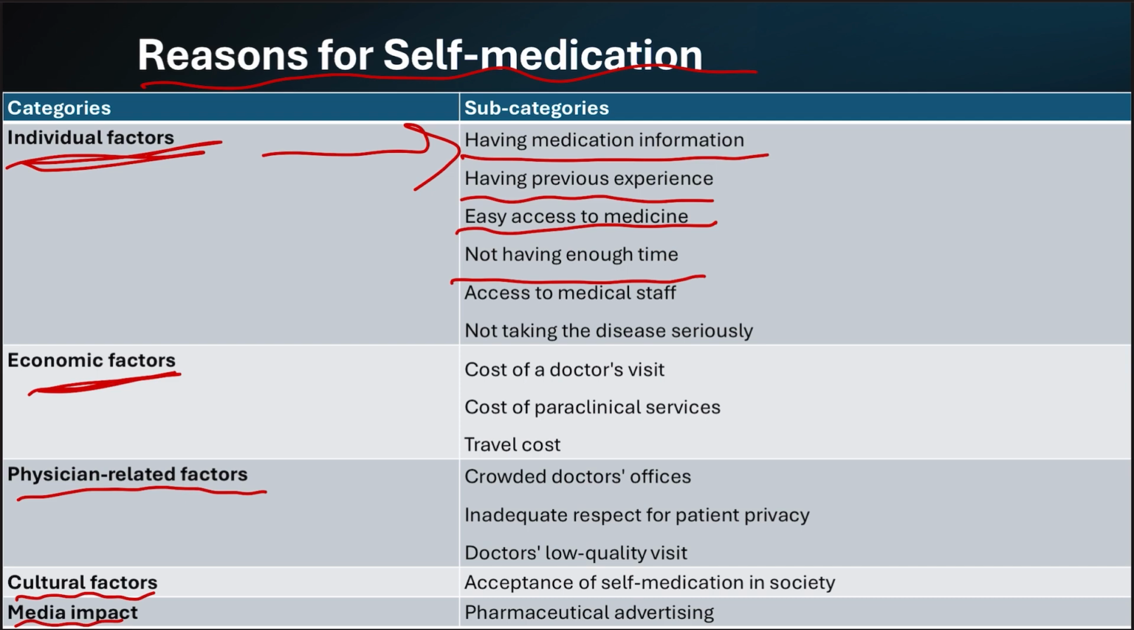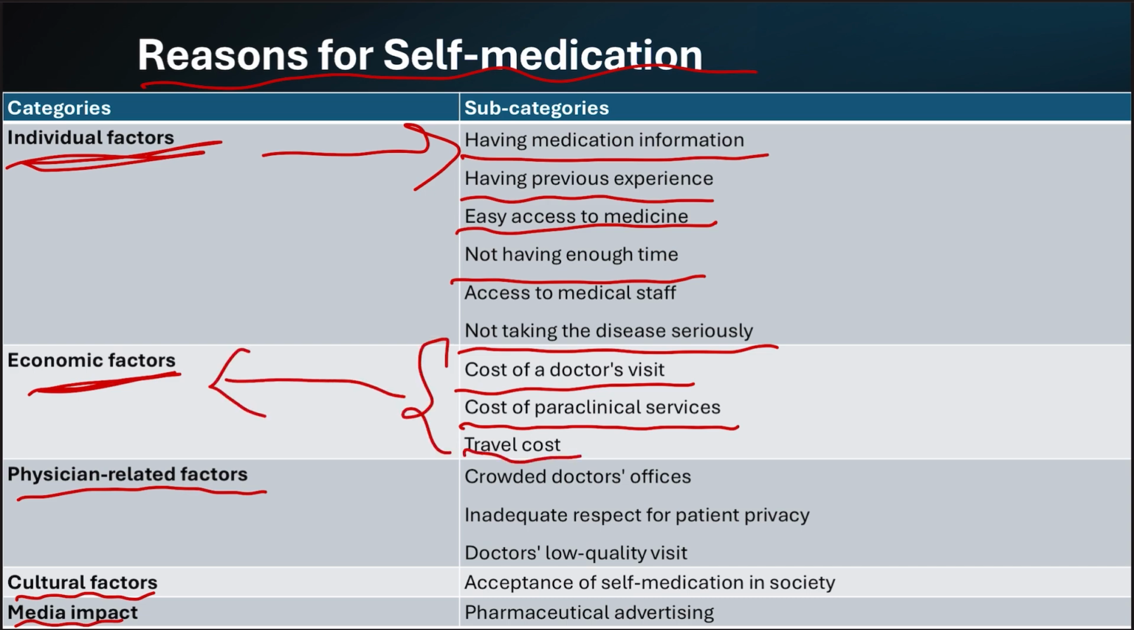And if the individual is not taking the disease seriously, that is, he or she is not bothered about the disease, then that person might go for self-medication. Now coming to economic factors, individuals try to self-medicate so as to decrease the cost of visits to doctors and the cost of paraclinical services, that is, the tests done along with the diagnosis, and to decrease the travel cost. These come under the economic factors which promote self-medication.